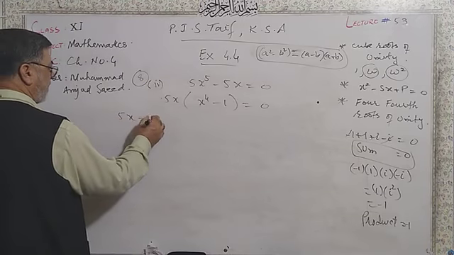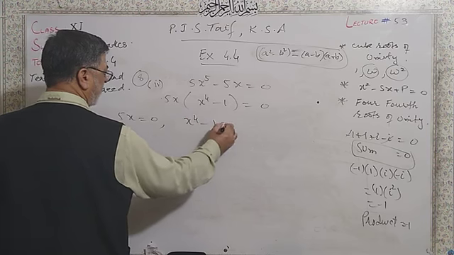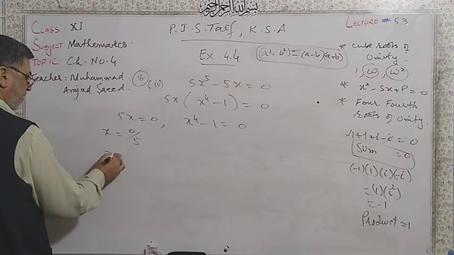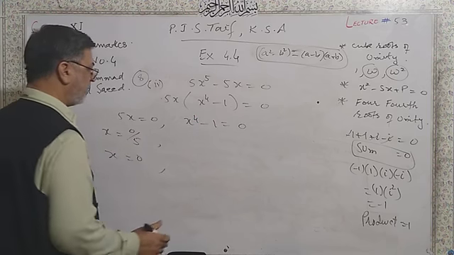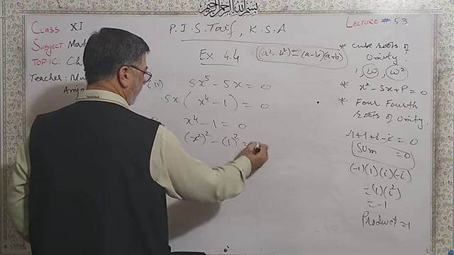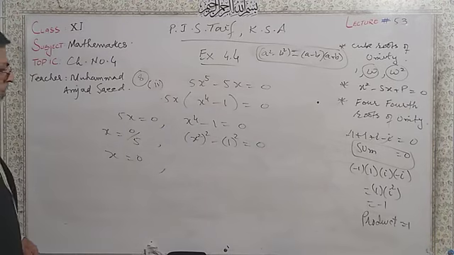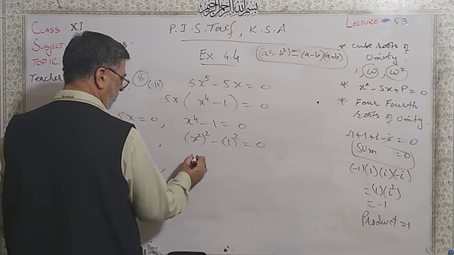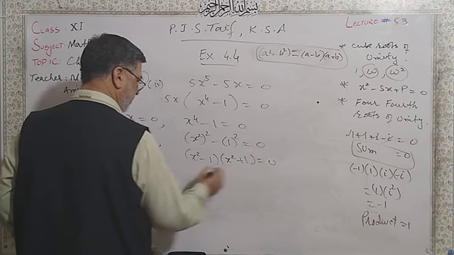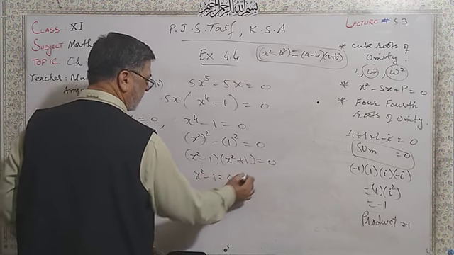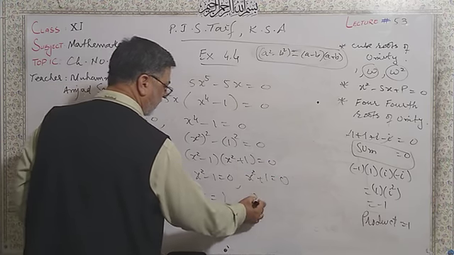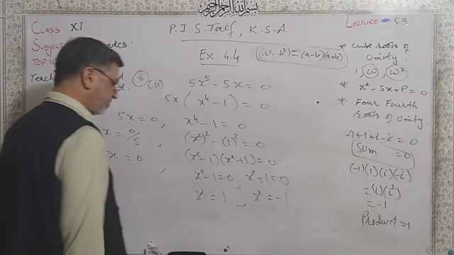So we can write 5x is equal to 0 and x^4 minus 1 is equal to 0. X is equal to 0 over 5, and x is equal to 0. Here you can write (x^2)^2 minus 1^2 is equal to 0. Once negative and once positive, you will write x^2 minus 1 is equal to 0 and x^2 plus 1 is equal to 0. x^2 is equal to 1 and x^2 is equal to minus 1.